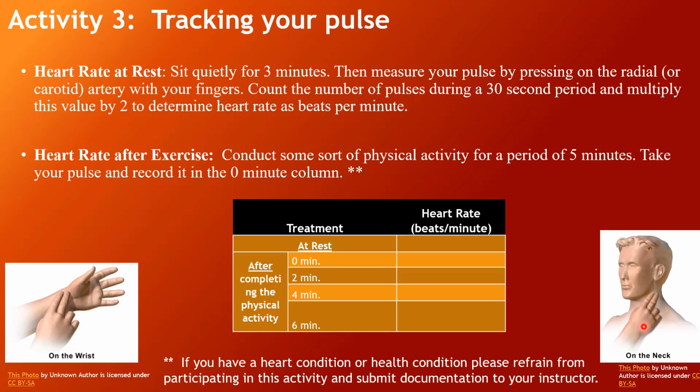So you're going to conduct some sort of activity. You could dance, you could run, you could do jumping jacks. You decide, for about 5 minutes. Then you're going to take your pulse and record it on the 0-minute column. So immediately after you exercise, record your heart rate at 0 minutes. 2 minutes after your exercise, record your heart rate. 4 minutes after your exercise, record your heart rate, etc. 6 minutes, record your heart rate.